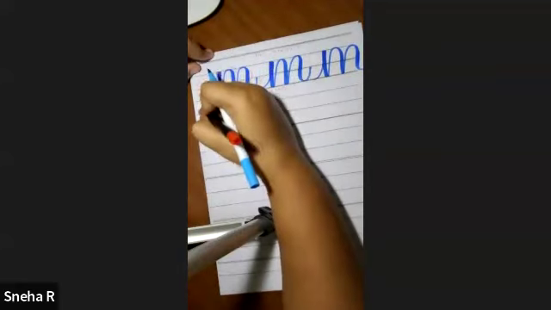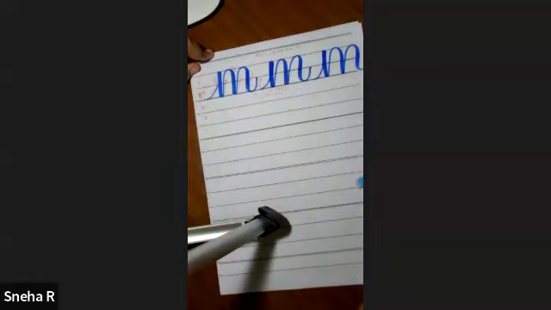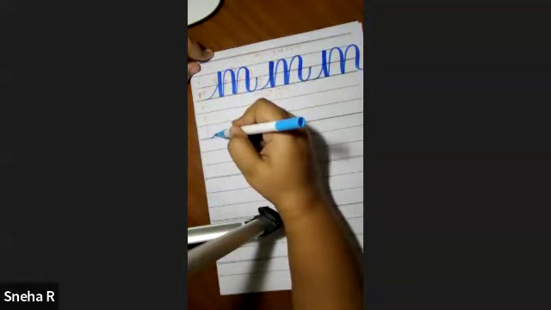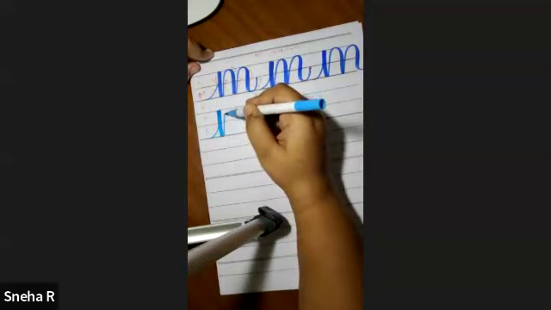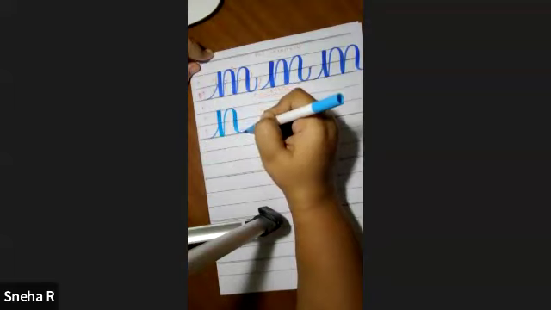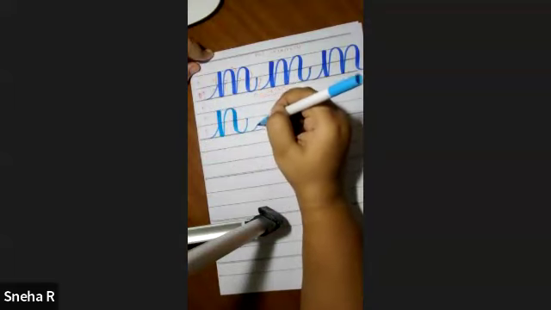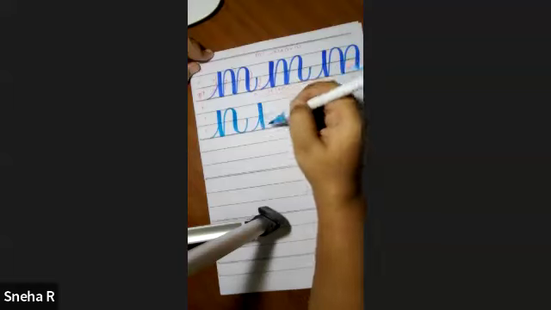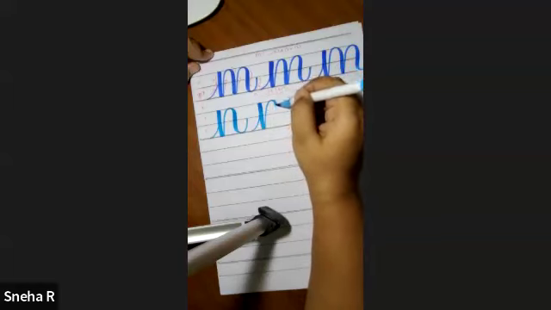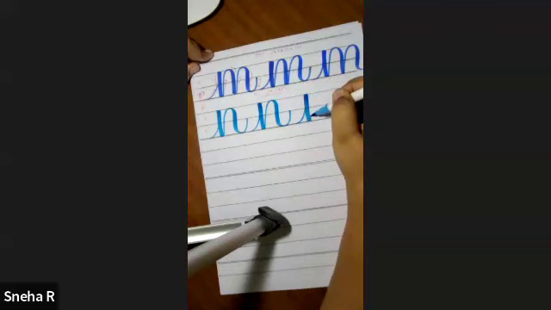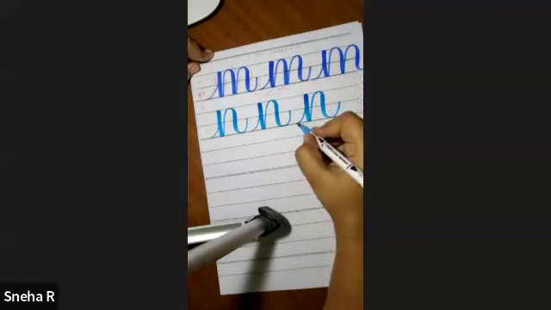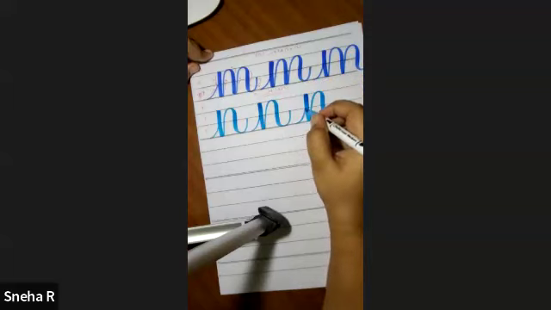So entry stroke, downstroke, compound curve. One more time, entry stroke, downstroke, compound curve. Always remember, end your entry stroke at the middle of every letter.